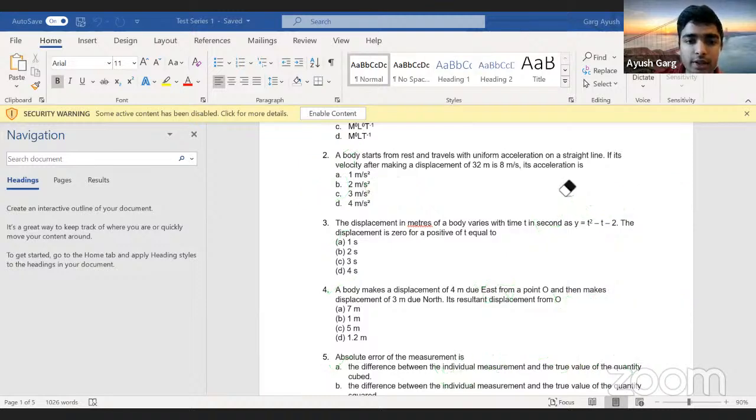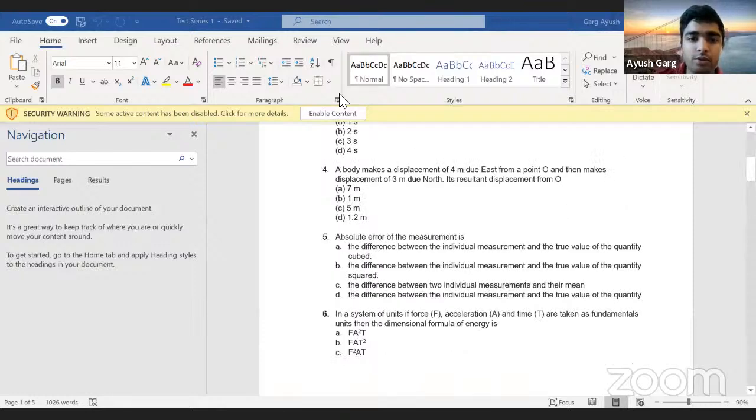Okay. So now let's go to the other question. Question number 4. A body makes a displacement of 4 meter due east from point O and then makes a displacement of 3 meter due north. Its resultant displacement. Very simple question. 4 meters through east. So this is how it's moving, from west to east, it's moving 4 meters.